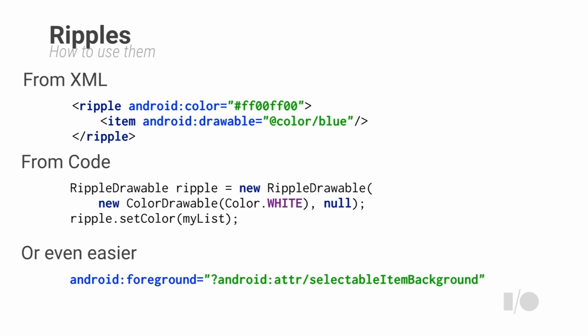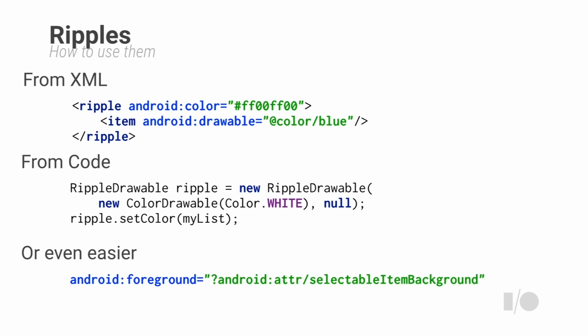And here's some of the code to enable some of this stuff. So from XML, you can create this ripple drawable. So you can optionally set a color for your ripple. And it basically uses that optional color and reveals the content that the ripple is actually wrapping. So in this case, we have a drawable that's simply a color drawable. And that's going to be revealed over time with the ripple that's then wrapping that item.